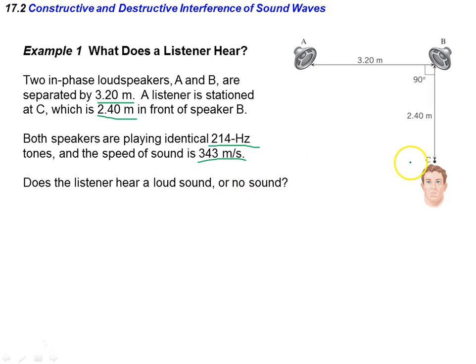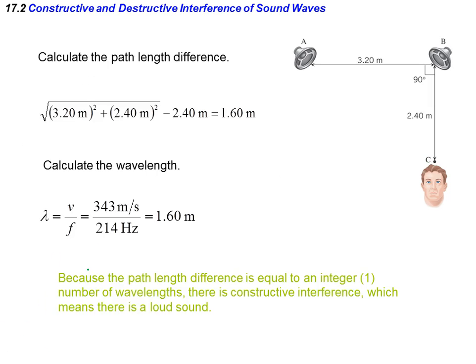So we have to ask ourselves, is there constructive or destructive interference at point C? In order to do this, we need to look at the wavelength and the path difference. So we know that point C is 2.4 meters from B, but how far is it from A? What's this distance here? And so to find that distance, we have to do a little Pythag, and we take the 3.2 squared plus the 2.4 squared, take the square root. And if we want to find the difference between the path from A to C and the path from B to C, we subtract the path from B to C, and we get a path distance of 1.6 meters. And this is the path difference.